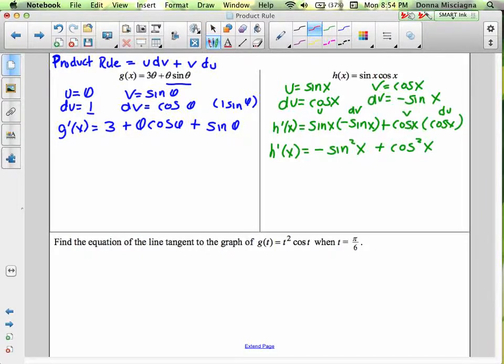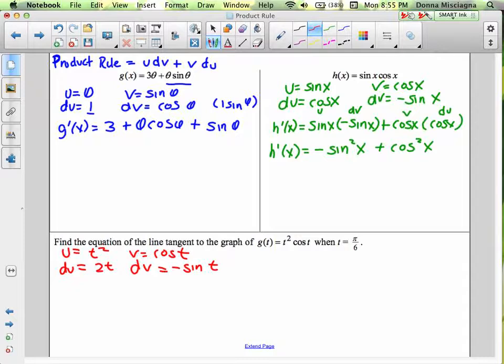Find the equation of the tangent line to the graph of g of t equals t squared times cosine t when t is pi over 6. It's nice not having just pi all the time, or 0. But first of all, let's take the derivative. So u is t squared and v is cosine t. Derivative of t squared is 2t. Derivative of cosine t is negative sine t.